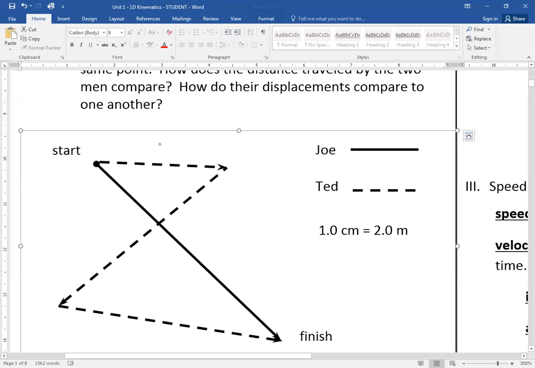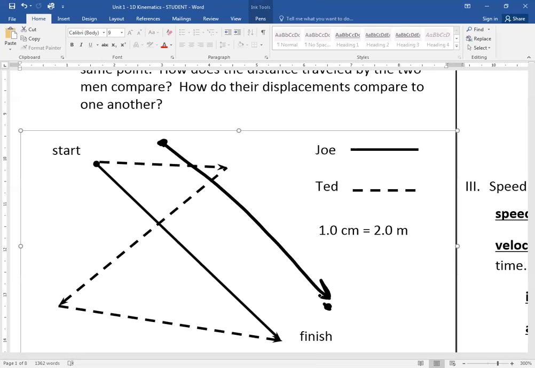Something could start here, with the same magnitude and direction. Something starting here and going like that, it's the same direction, same magnitude, but they don't start and end in the same place. Two parallel lines would have the same magnitude and direction of displacement, but don't have to start and end in the same place.